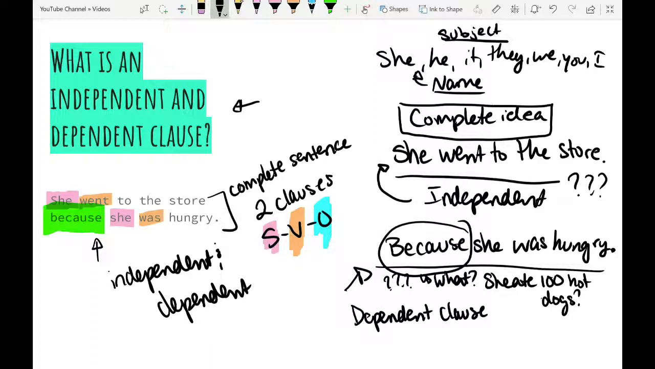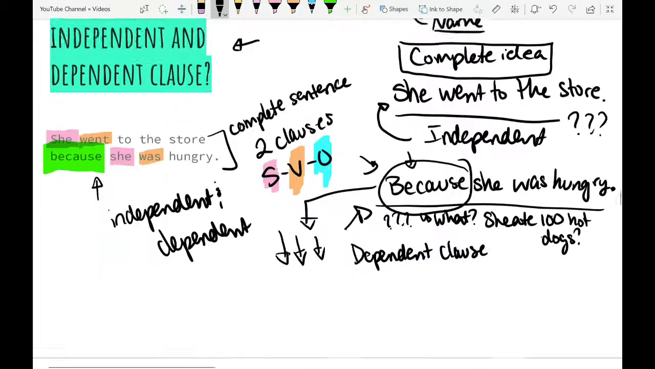If you want to hear more about adverb and adjective clauses specifically with these words, let me know in the comment section below and I can make a video on that. But just know that some of these words, like because, although, therefore, will be adjective or adverb clauses that will trigger you into knowing it's a dependent clause. But if you get that idea that it has to be a complete idea and not have any questions left over, you'll get more into the idea of what a dependent clause is.